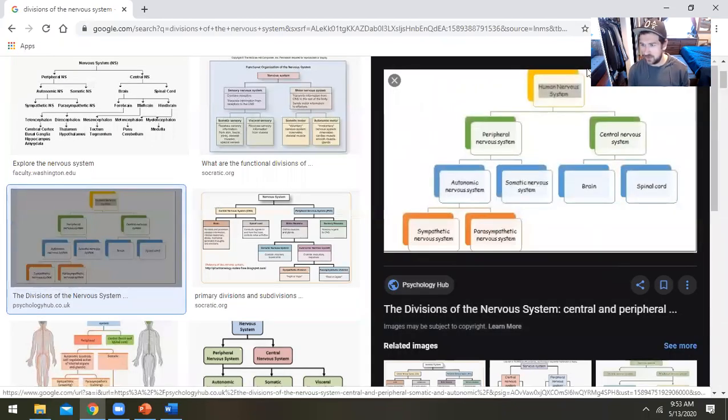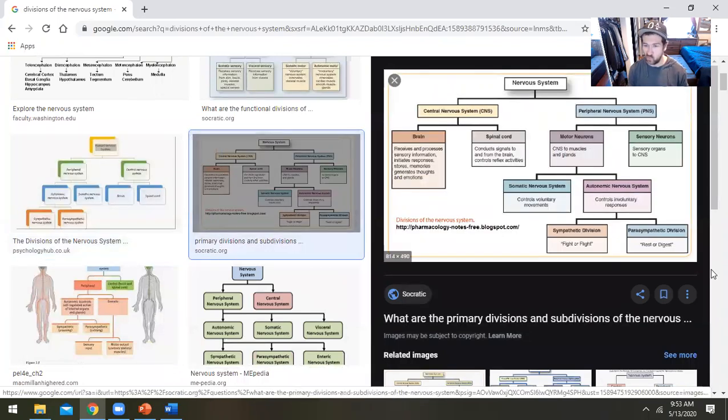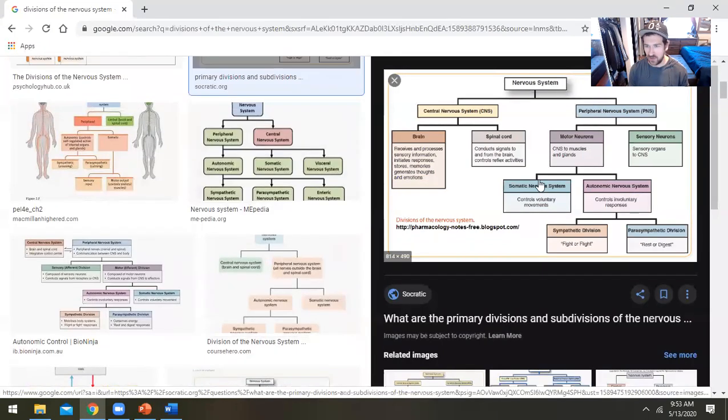Do I like the way this looks? Yes, I do. Although it's kind of... it's not bad. Okay, so this will work kind of well.